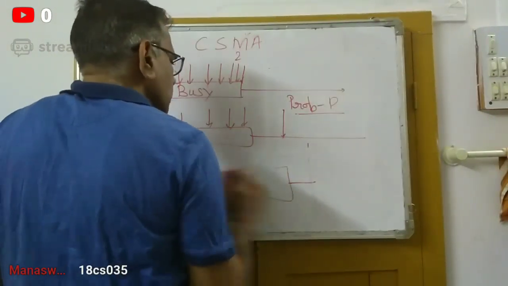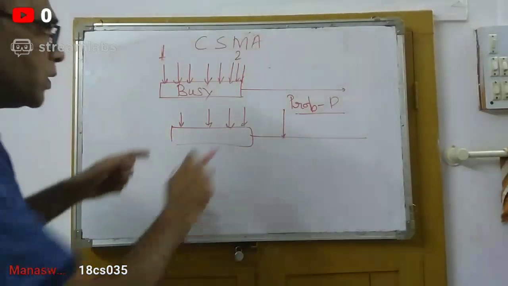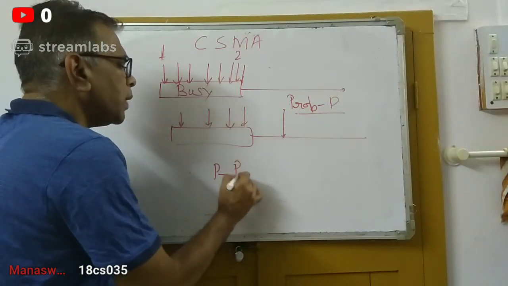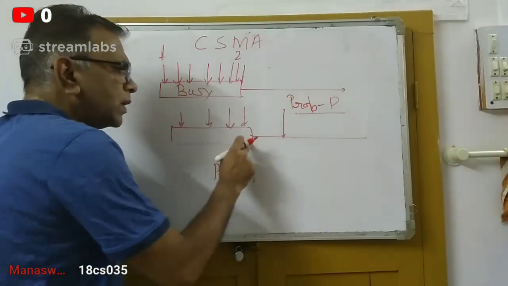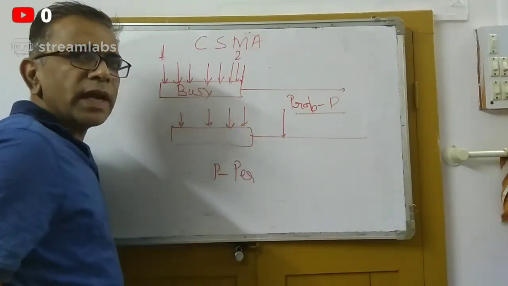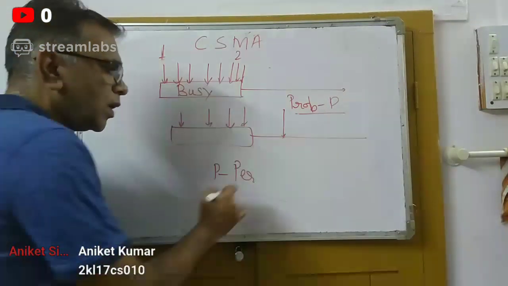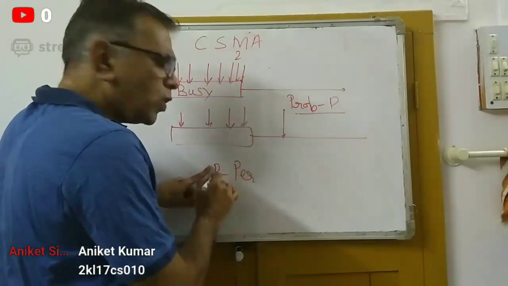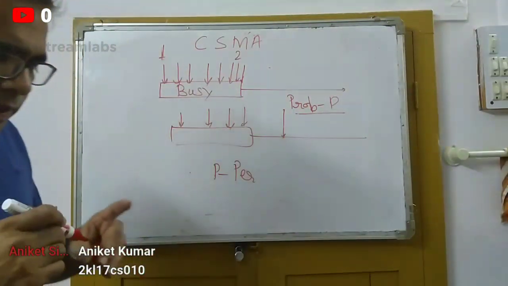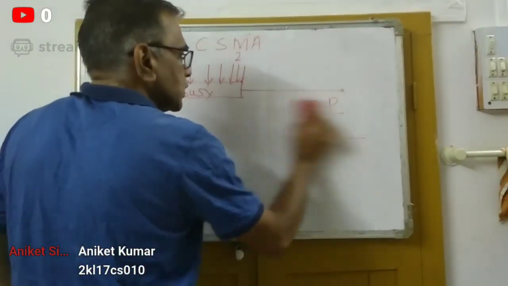And apart from that, it also reduces the collisions that are involved in one persistent CSMA. Since it is transmitting with probability P, we are calling it the P persistent technique. If P equals 1, immediately it will transmit. If P is less than 1, it will transmit at a slightly delayed time. This is the technique that is used in P persistent. If P is equal to 1, then it becomes one persistent transmission only. So these are the three different techniques that will be used for transmission.